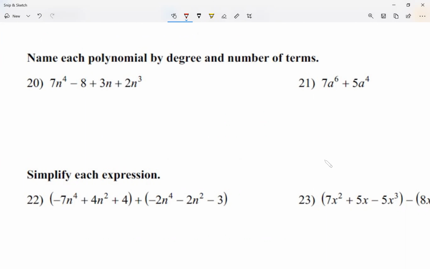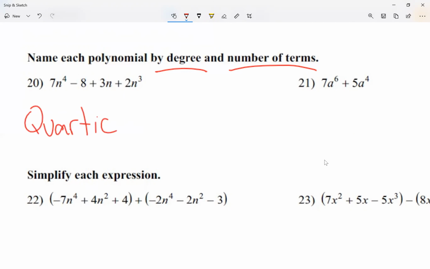So two names, one of them by the degrees. When I say degrees, basically the biggest degree, the highest exponent, and the other name is going to be based on the number of terms. So question number 20, the highest exponent is 4. So when it comes to degrees, according to our list from Monday, this is going to be called quartic.